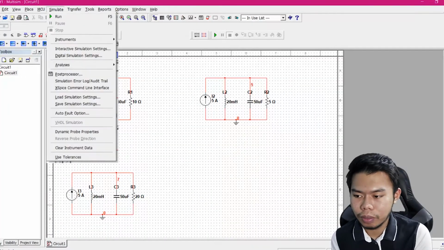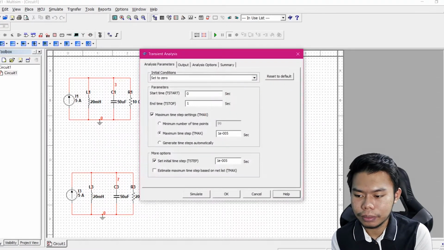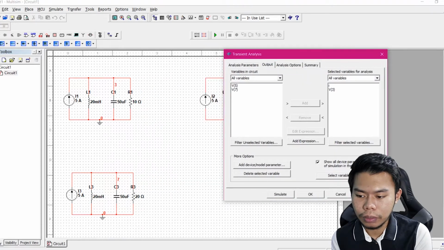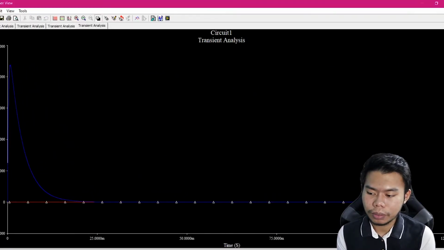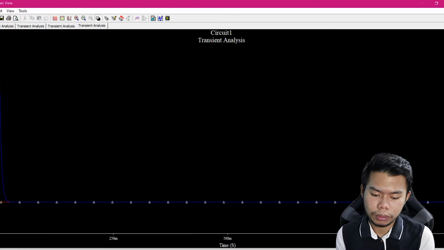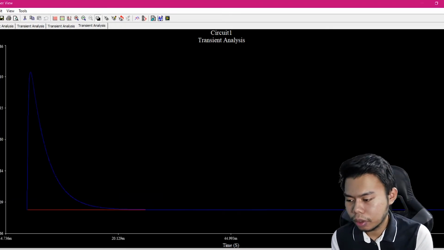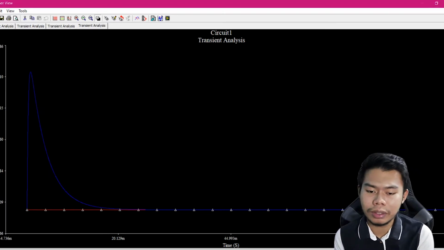Next we make a simulation for the over-damped graph. The over-damped graph is V5, so we add it and remove V3. Okay, simulate. Wait until 1 second. Okay, we zoom to make the analysis. This is the over-damped graph, which is the second circuit.